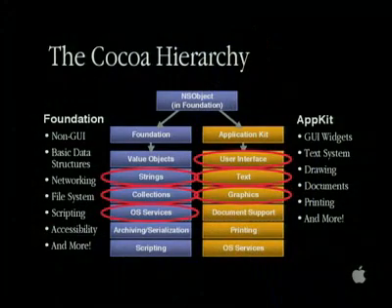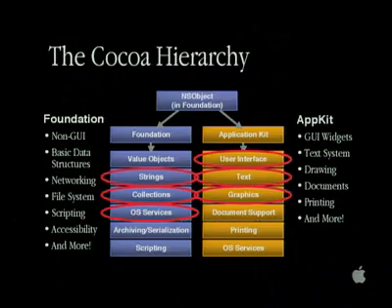This is the Cocoa class hierarchy as you might think about it in your head. It actually consists of two core frameworks, Foundation and AppKit. On the left, we have Foundation, which includes NSObject, which is the root object of the Cocoa class hierarchy. And Foundation consists of what we generally think of as the non-GUI portion of Cocoa.